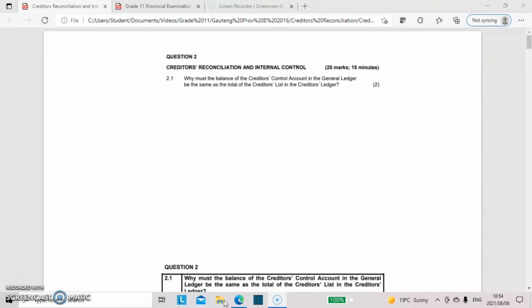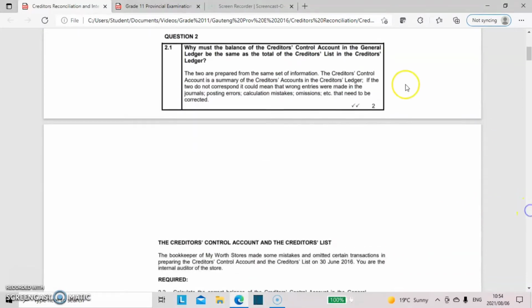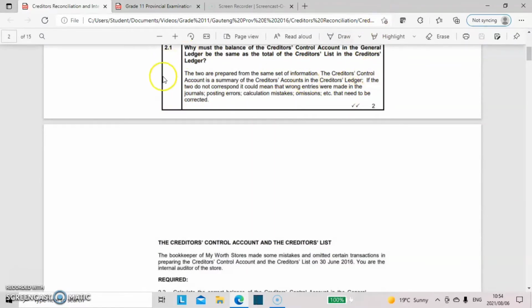Okay, so why must the balances of the creditors account in the general ledger and the totals of the creditors list in the creditors ledger be the same? Answer is easy. They use the same set of information, okay? So the creditors control account is a summary of the creditors account in the creditors ledger. If the two don't correspond, it means that wrong entries were made in the journal, posting errors, calculating mistakes, or omissions that we need to fix, okay?